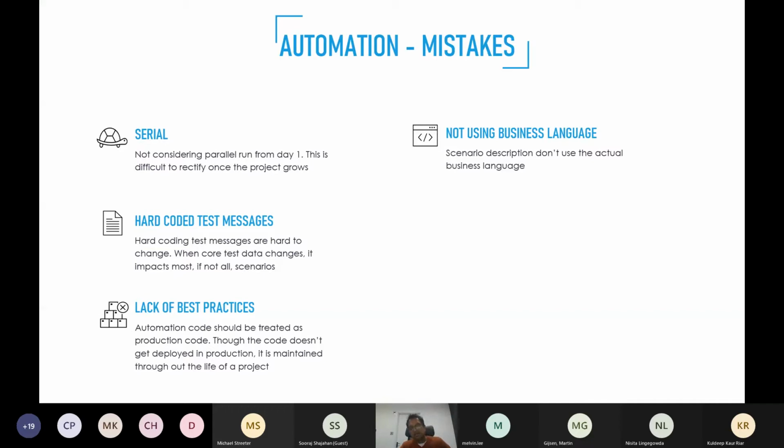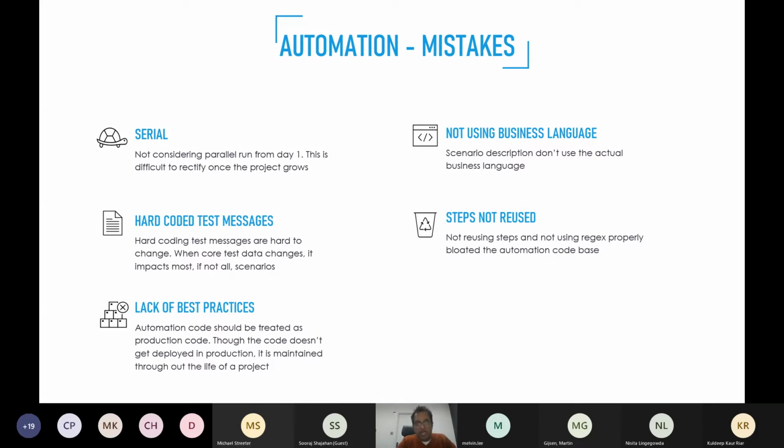The scenarios that get written, it's quite important you follow business language. I've seen in many projects, the scenarios written are very technical. You need to treat scenarios as your requirements. Think of the scenarios that you write as a proper requirement document. You should be able to take your scenarios, give them to someone who's non-technical, and they should be able to understand your business. So always use business language in your scenarios.